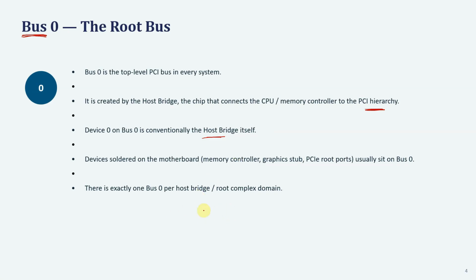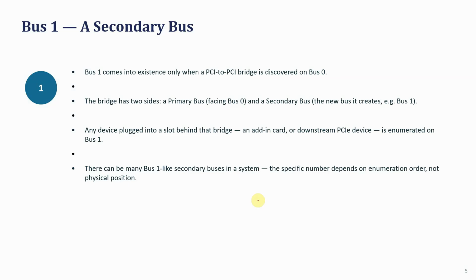There is exactly one bus 0 per host bridge or root complex domain. And coming to another bus, which is bus 1, a secondary bus.